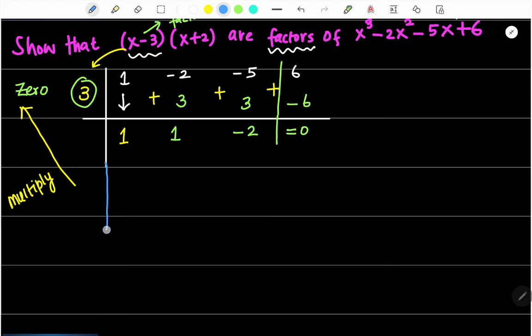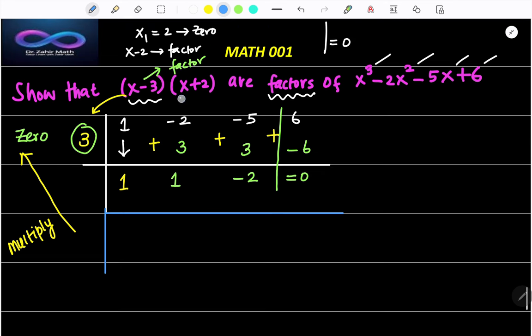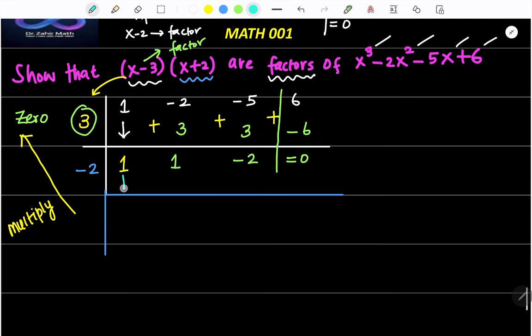Let us extend this and put a line here. Now what is that? X plus 2, so you put minus 2 here. If it is plus, put minus. Now let us start. Take this 1 here. 1 times minus 2 is minus 2. Minus 2 plus 1 is minus 1. Minus 1 times minus 2 is plus 2, and the last column you should get 0. If you get 0, this is called the factor, and this is called zeros.